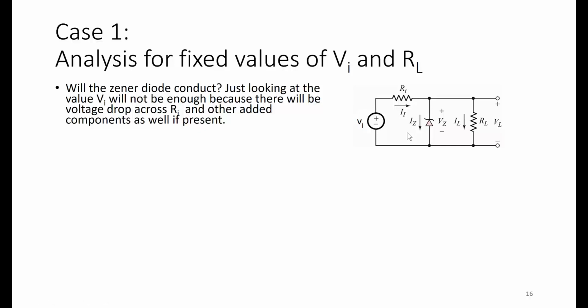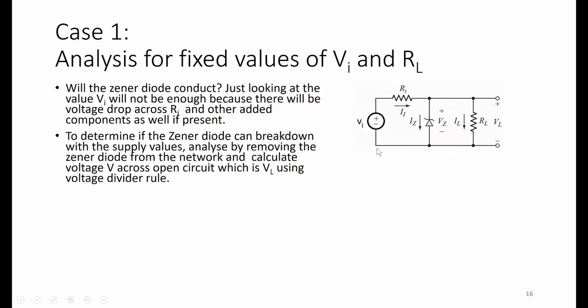Now, just looking at the value of Vin will not be enough, like what we did with our previous circuits, because there will be voltage drop across Rin and other components as well. For example, if this is 12 volts, and Vz will break down at 10 volts, this 12 volts will not necessarily break down Vz because there will be a voltage drop here, and there is another path at the outer loop here. So how are we going to handle that?